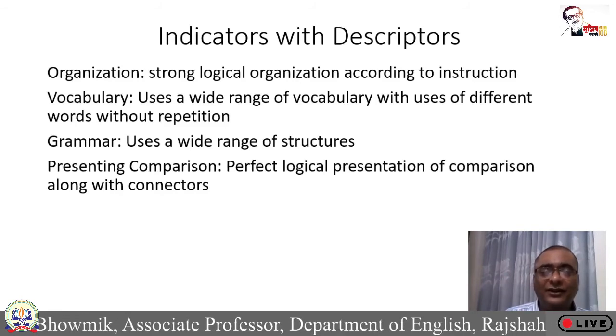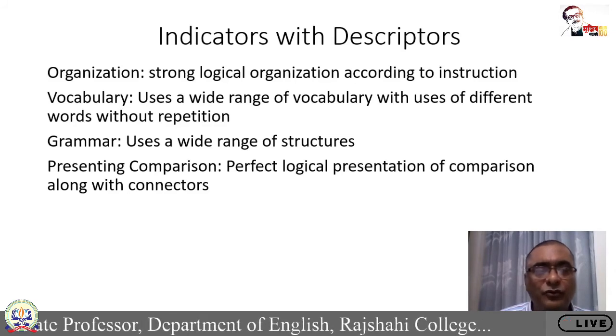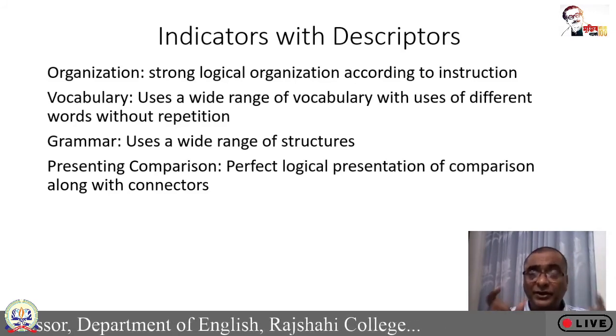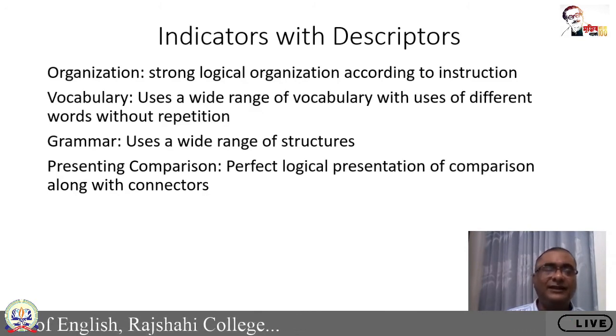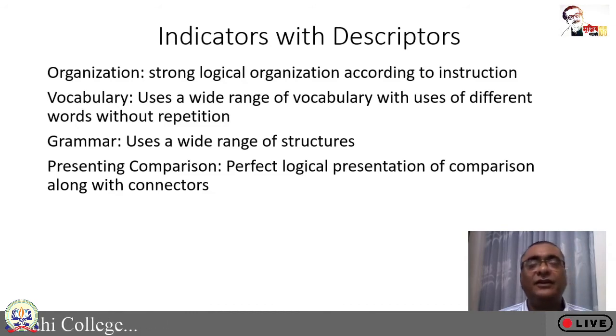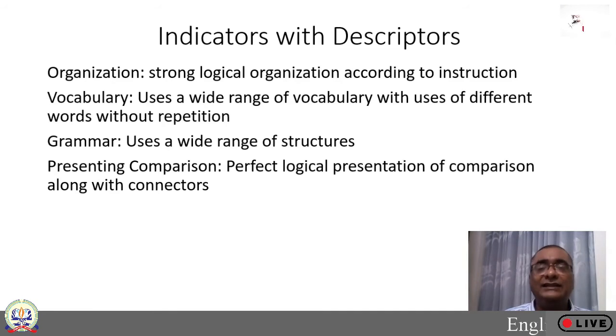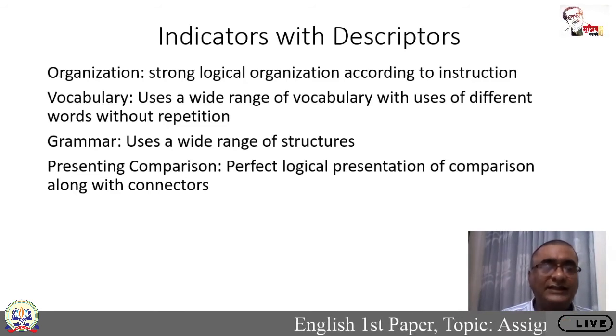Vocabulary: what kind of vocabulary is expected? Uses a wide range of vocabulary with different words without repetition. So repetition is not expected. An unfamiliar word doesn't mean that your vocabulary is rich. Your vocabulary is rich if it is appropriate. And if you feel the necessity of using the same word over and again, then you will feel the necessity of synonyms. So knowing the synonyms and using a wide range of vocabulary is always expected.